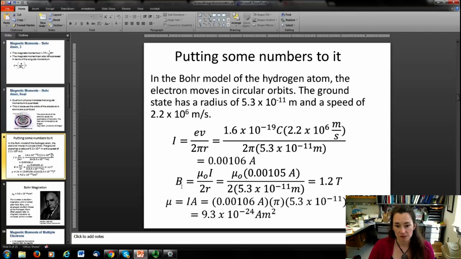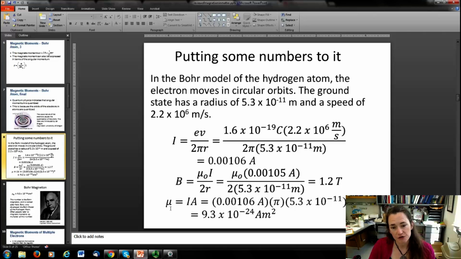And then if I plug in for what the magnetic field at the center of a current loop is, and if you don't believe me that this is the right equation, you can always look it up, that's equal to μ0 I over 2r, where μ0 is the permeability of free space. It's a fundamental constant. I plug in for my current and my radius, and I get a magnetic field of 1.2 Tesla, which is a pretty large magnetic field, actually.